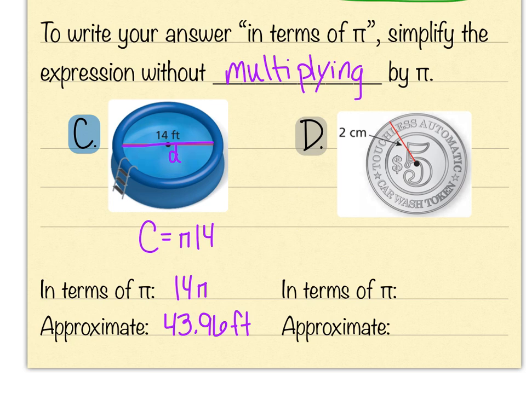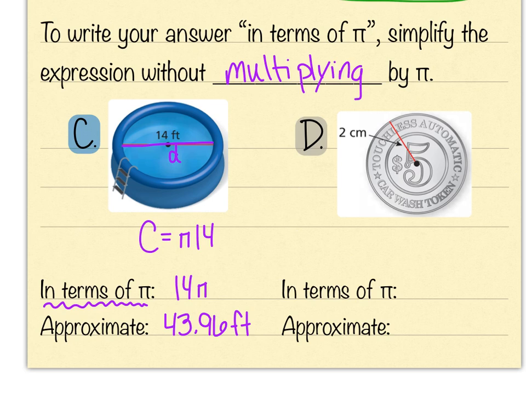And so you might see that. We'll actually use that in the next chapter as well, and it'll be more useful to us in the next chapter to write your answer in terms of pi. For example, D, it looks like a coin, a car wash coin here. I almost said it was a nickel, but it's not technically a nickel. And it says in terms of pi.